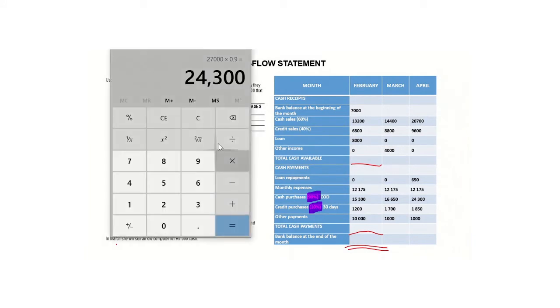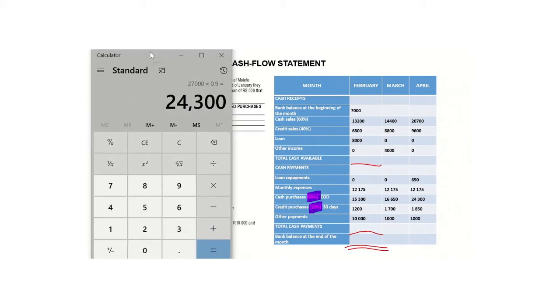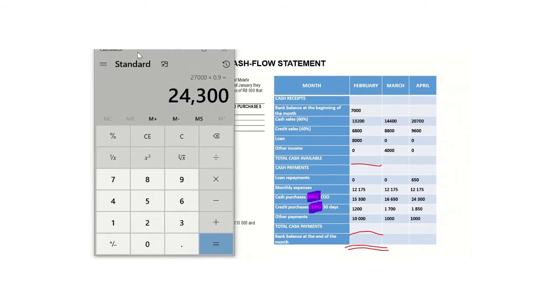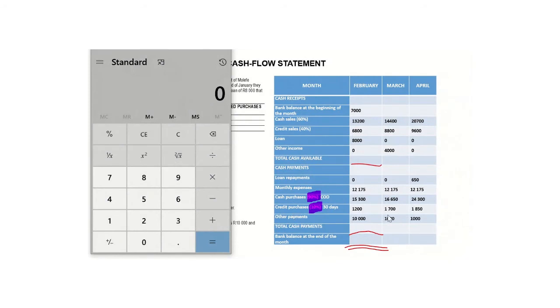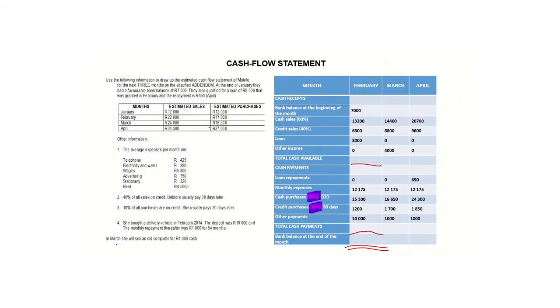So we bring back our calculator. Our calculator can permanently sit here. So we start with what? Clear the screen. Okay. We've got 7,000 plus 13,200 plus 6,800 plus 8,000, and that's all. So the cash that is available in February is 35,000. So it must be captured, 35,000.